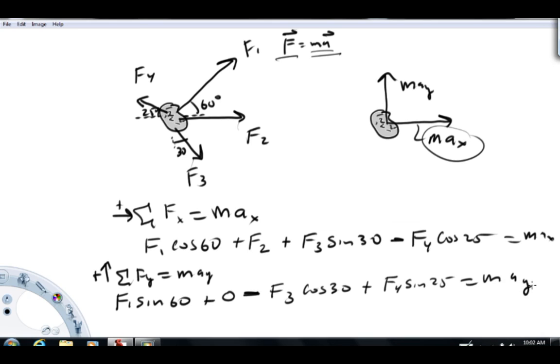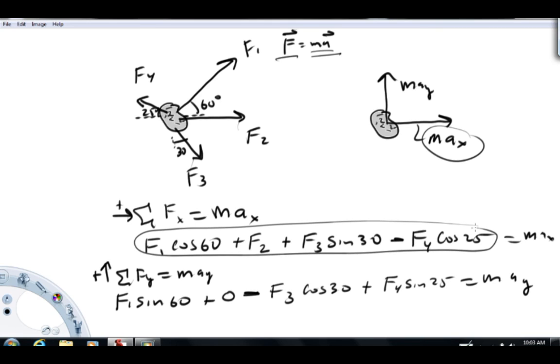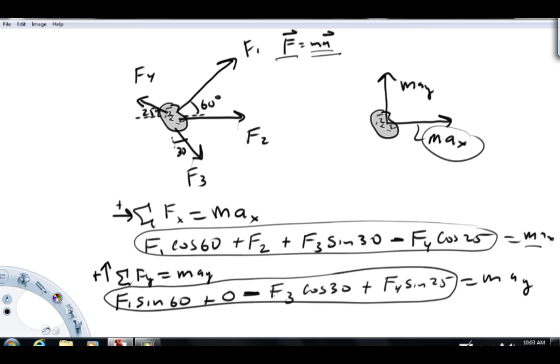So in theory, what we could do with this is, provided we knew all these forces, this sum would give us a number. Divide by the mass, and we would then have the acceleration in the x direction. This sum, provided we knew all these forces, would give us a number. Divide by the mass, and we would have the acceleration in the y direction.